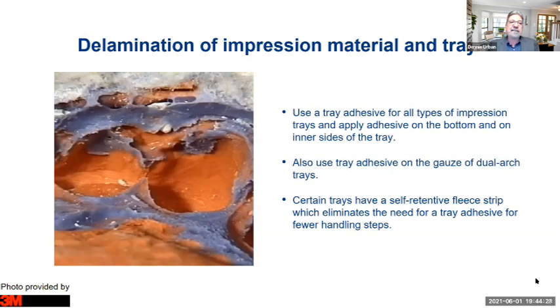Then we have delamination of the impression material and tray. This can also cause inaccuracies. So you want to use a tray adhesive for all types of impression trays and apply adhesive on the bottom and inner sides of the tray. And also use the tray adhesive on the gauze of the dental arch when you're using dual arch trays. Certain trays have a self-retentive fleece strip, which eliminates the need for tray adhesive and means fewer handling steps.